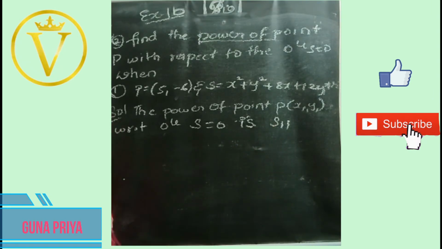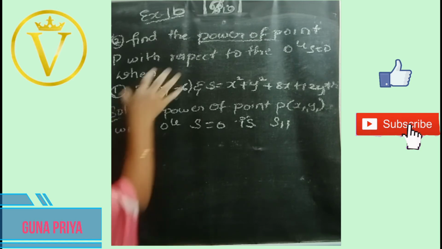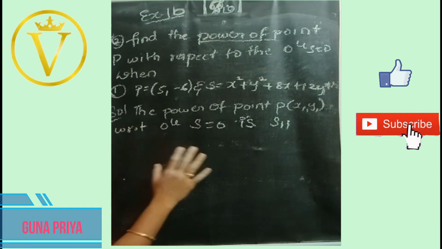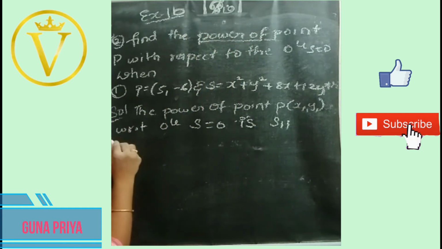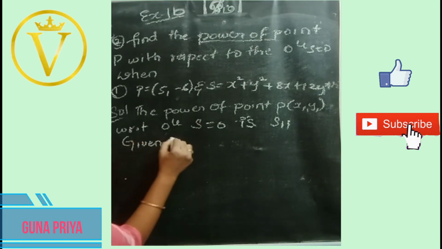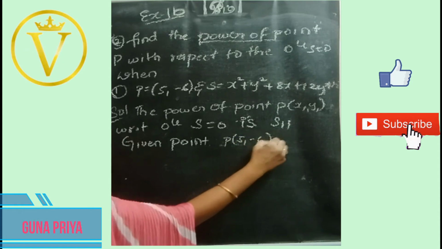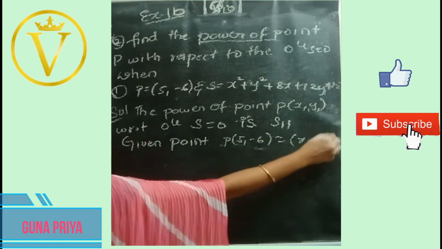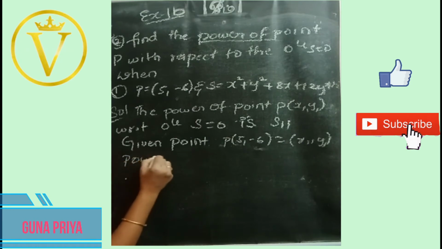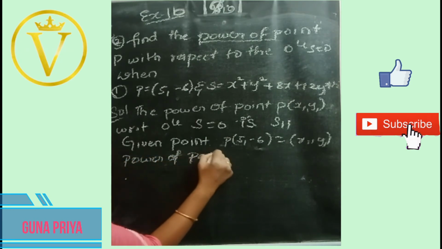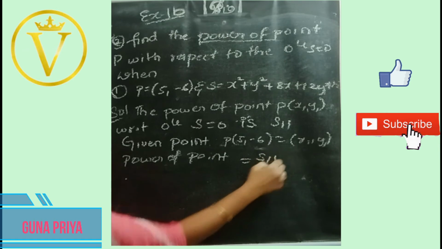In the previous question they asked the position, so we showed whether the point is in the circle or outside, that means exterior or interior. Now in this question, power of point means we have to find out only the value. Given point P(5, -6) is (x1, y1). So the power of point is S11.